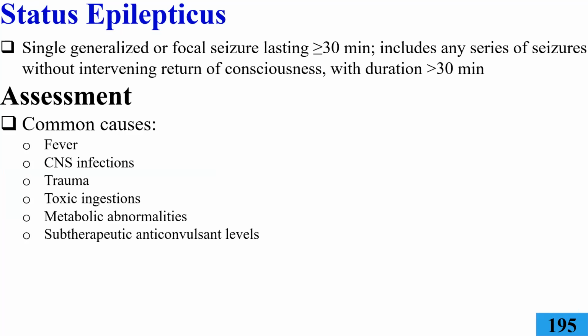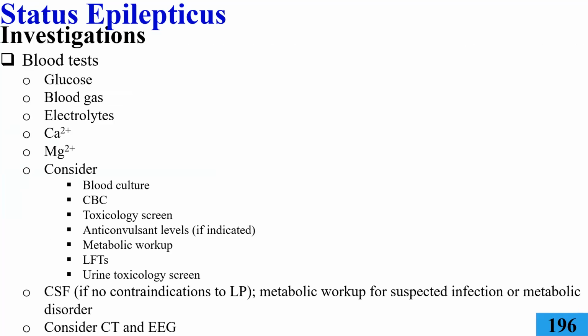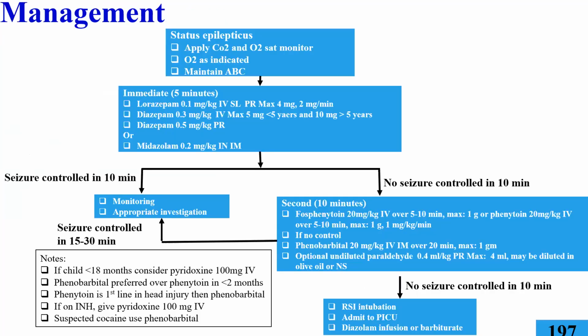Status epilepticus, again: definition, causes, management. I think you guys know it very well. Investigation is very important: check the oxygen, the sugar, electrolytes, gas, magnesium, and calcium, all can cause convulsion, as can infection. So blood culture, metabolic workup, liver function, and so on. You might need to do CSF and consider CT scan and also EEG. Management is very important: A, B, C, D, and then start anti-seizure medication.